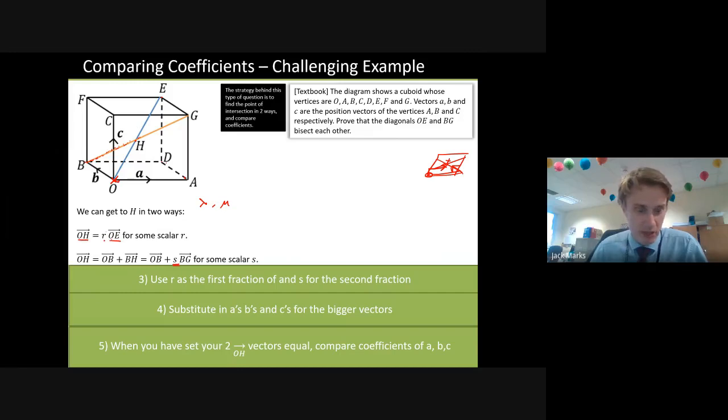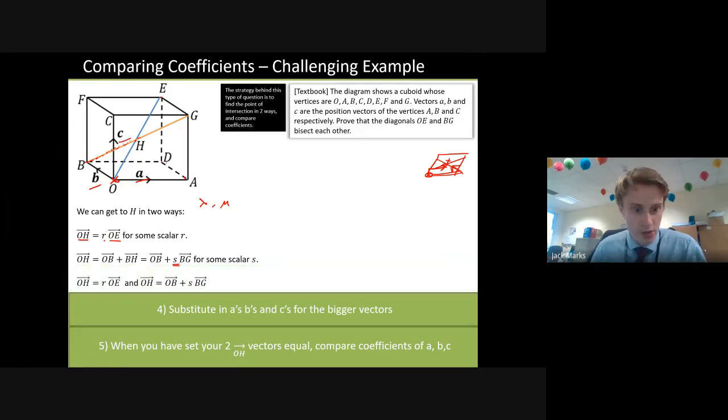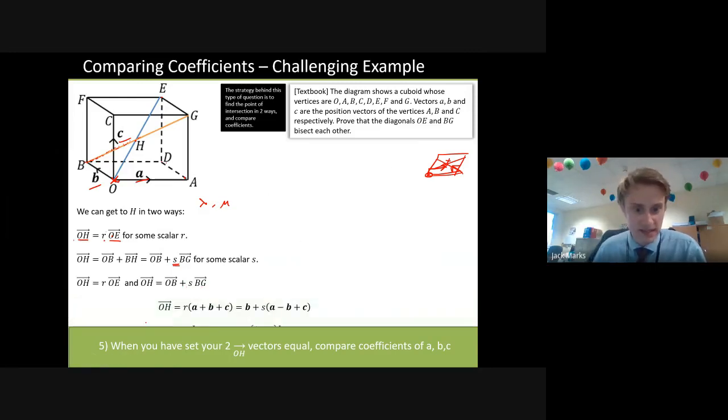Well, this is all well and good, but we want something to work with, something to compare. So now we're going to put the A's and the B's and the C's in the question. So OH, this one here, is the same as R, some fraction of OE. Yeah, okay, we're just repeating what we said. Let's put the A's, the B's, and the C's in. So OH, for this one here, it's going to become this, isn't it? Some fraction of A plus B plus C, because that's how you get from O to E. You use the defined vectors here, A, B, and C. That will get you there.